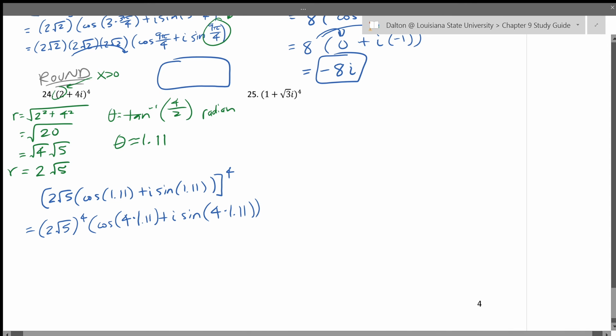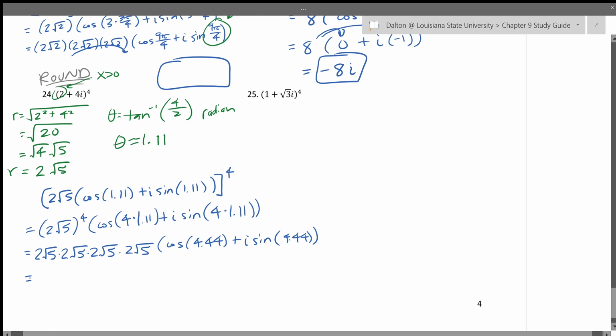And then we just got to keep on simplifying. Again, 2 square roots of 5 to the 4th power. If you struggle to see that, literally write it out 4 times: 2 square roots of 5 times 2 square roots of 5 times 2 square roots of 5 times 2 square roots of 5, times the cosine of 4 times 1.11, which will be 4.44, plus i times the sine of 4.44.